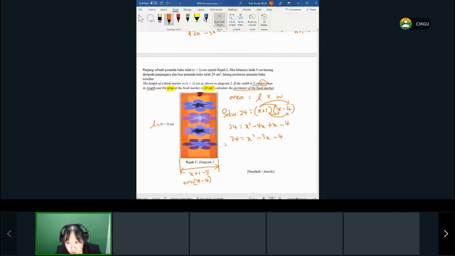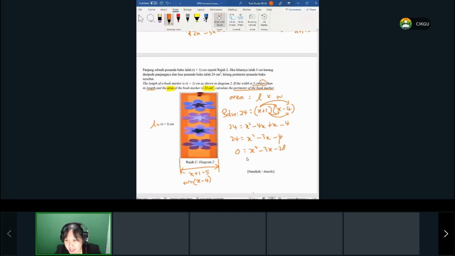One side must be 0. So obviously, it's easier to make this side 0. Throw the 24 to the other side, minus 24. Yep. So -4 minus 24, you get -28. Good. Equals to 0. Okay, nice.